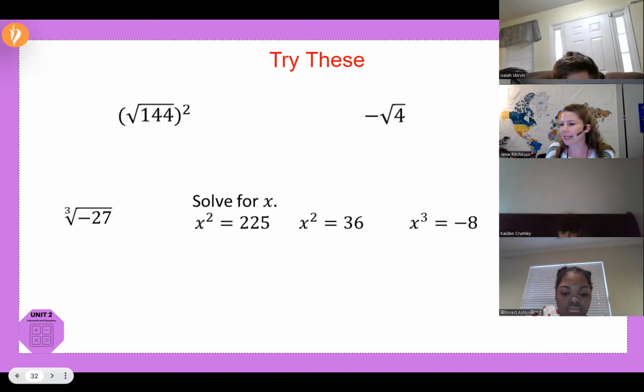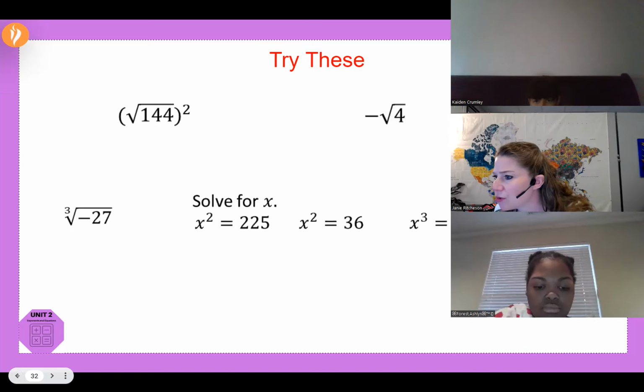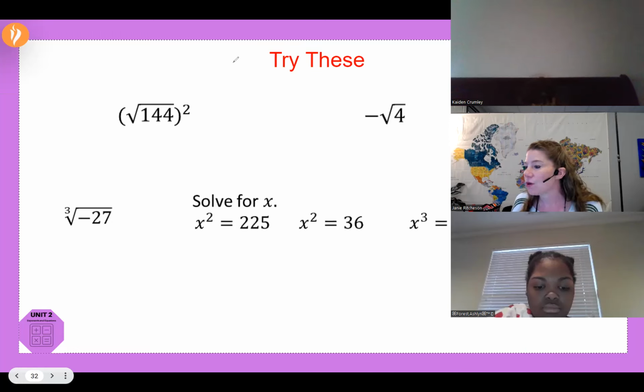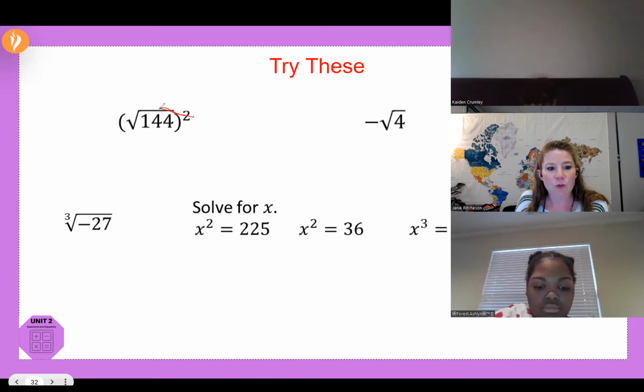Who can tell me, of you two wonderful students on the screen here, the square root of 144 squared? What is that? Who knows the answer? Anyone? 144, because you remember that a square root and a square cancel each other out, right? So if you have a radical and a square, those cancel each other out. The answer is 144.